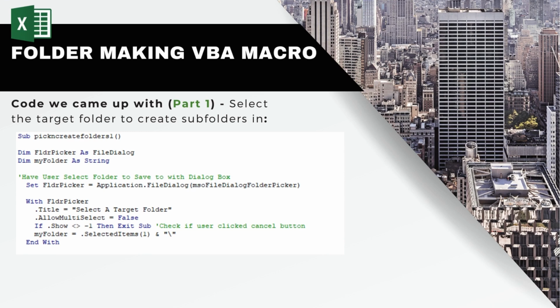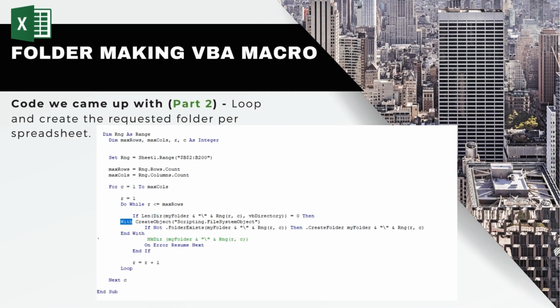Continuing on, we would have to do part two of the code. Part two of the code is where we basically had to loop and create the requested folders per the spreadsheet. So I set it up so the range would be the sheet that I selected, sheet one, range 2 to 200, which is 199 different folders that you could create. You could expand it or you could contract it as you need it.